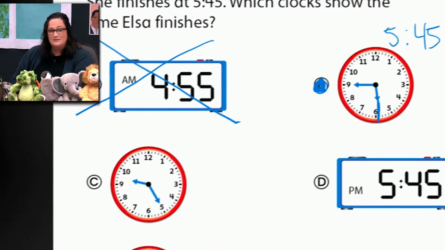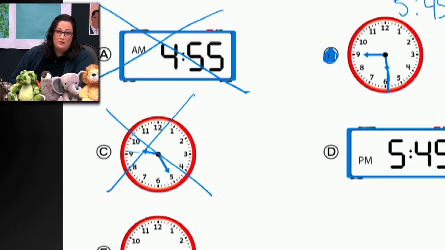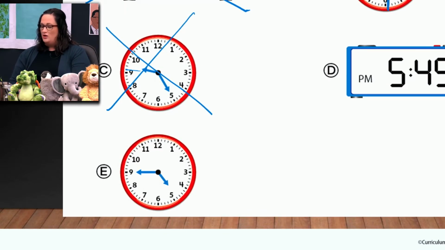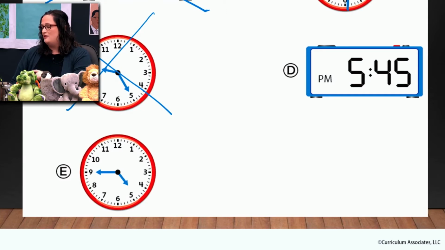Now let's look at C. Is C showing the 5 o'clock hour? Look at the hour hand. No, it's showing the hour hand by the 9. Are they trying to trick you here? Yeah, they made the minute hand be at the 5, which is actually 25 minutes. They're trying to confuse you. They're trying to get you to say that this is 5:45, but it's not. This is 9:25. Wrong. We're smarter than they are, right? Yes. So we can find their tricky things they do to try to see if we really understand our math.